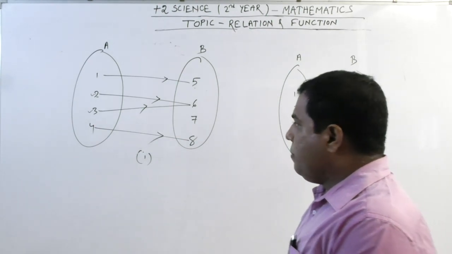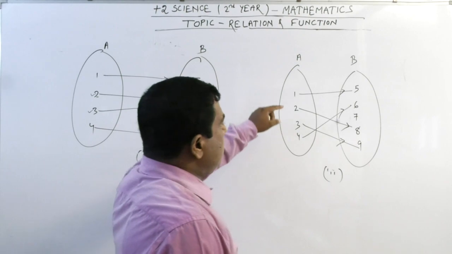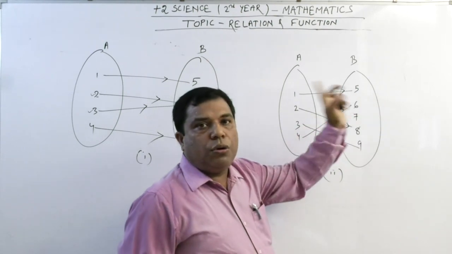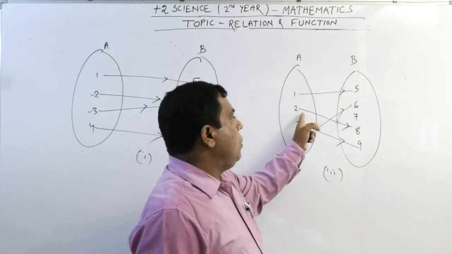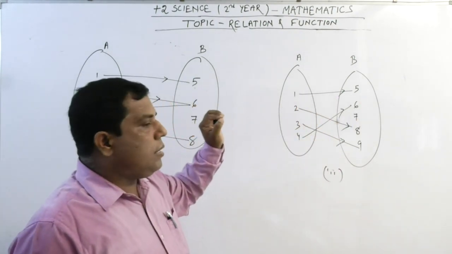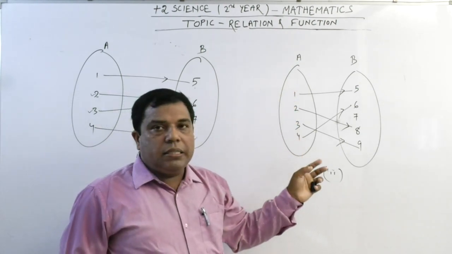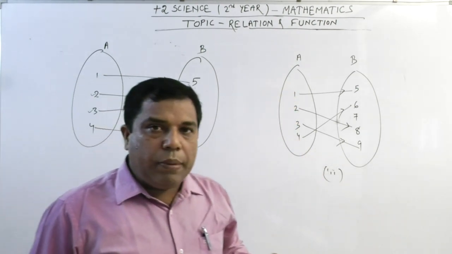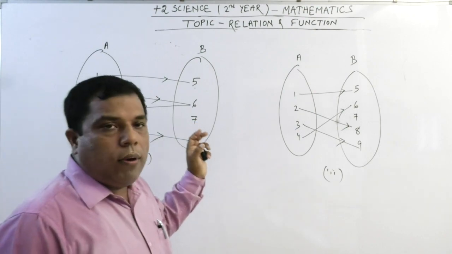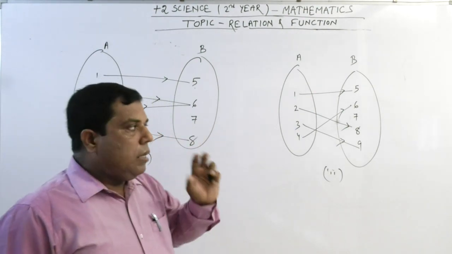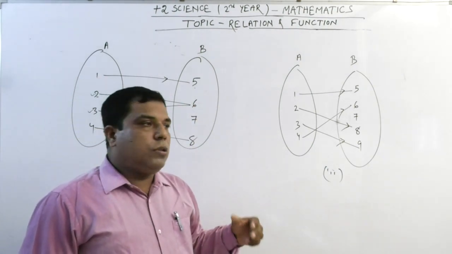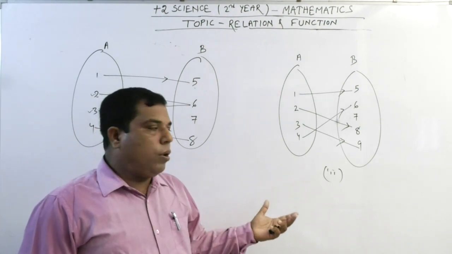But here you see what happened. The elements are distinct from each other, and their images are also distinct. 1 has the image 5, 2 has the image 8, 3 has the image 9, 4 has the image 6. If distinct elements have distinct images, that function is said to be a one-one function. Clear, my dear students? This is the pictorial representation of the one-one function.